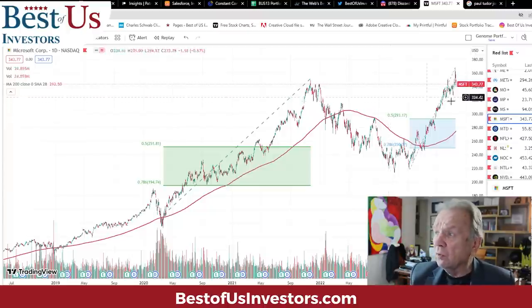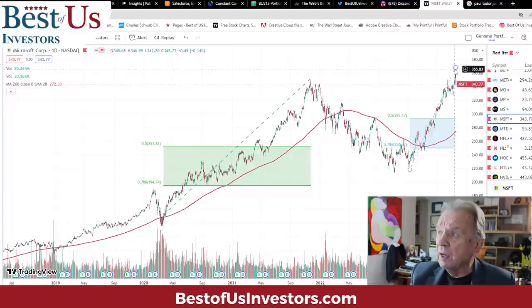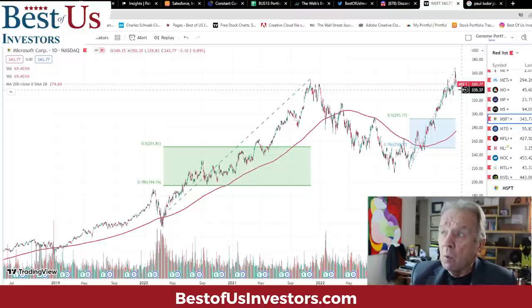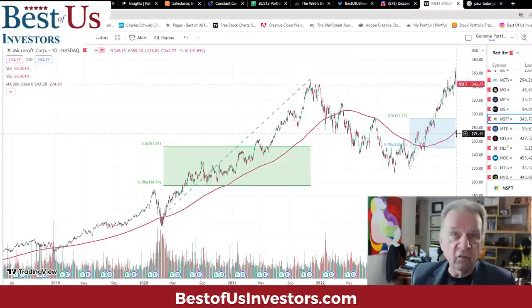As Stan said, where do we sell? We had a slight downturn. We got up to a high of 365, and it closed at 343. What do we do? We wait. We wait. The red line is our friend, and it will tell us when to sell.